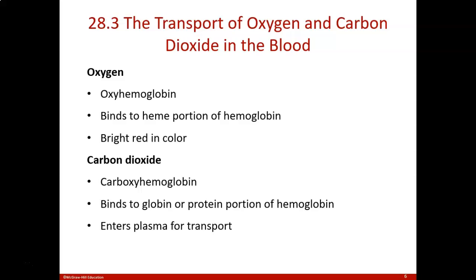And the flip side of this is when oxygen is delivered to the tissues, we then have a case scenario where carbon dioxide switches places and is taken from the tissues up to the lungs to be expired out. And when the carbon dioxide attaches to that hemoglobin protein, it's called carboxyhemoglobin. Okay.